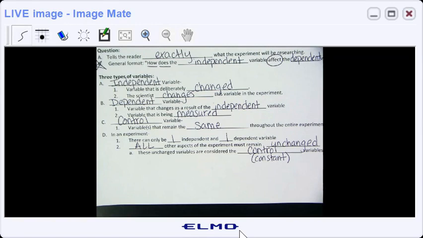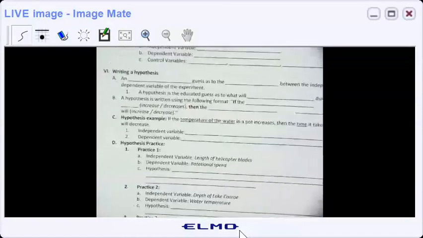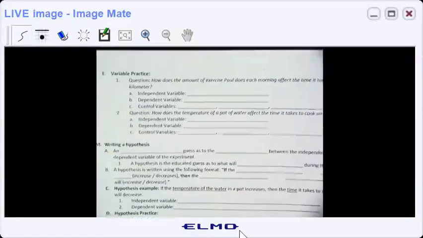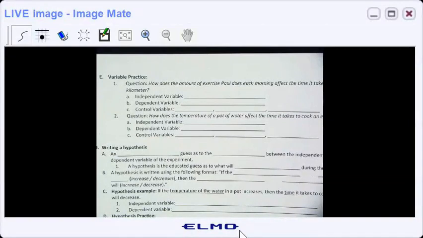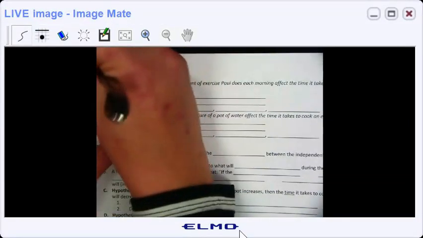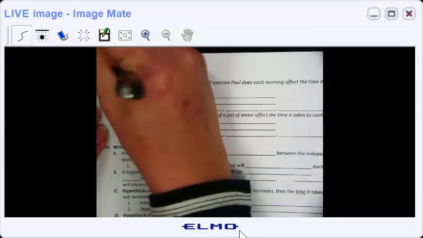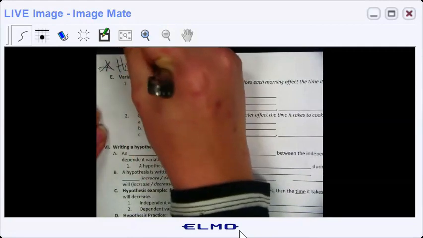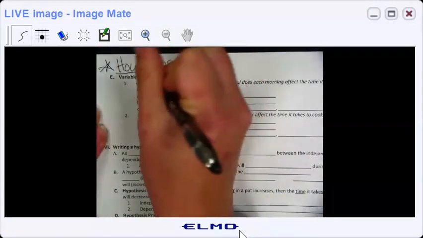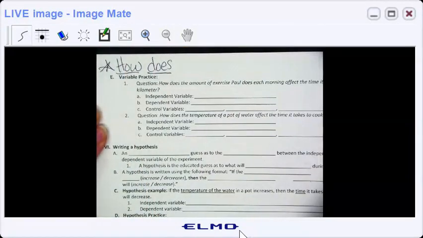And then we need to go to the other side. There's just a little bit more notes that we are going to take. So in our variable practice here, I personally like to write down that formula that I told you about with how we write questions. So I'm going to write a star because it's very important. Questions always start with how does. It's like a formula or a plug and play. So questions always, always, always start with how does.